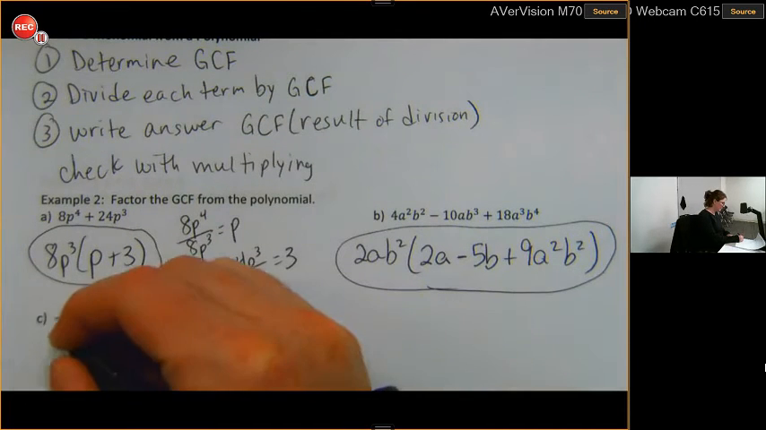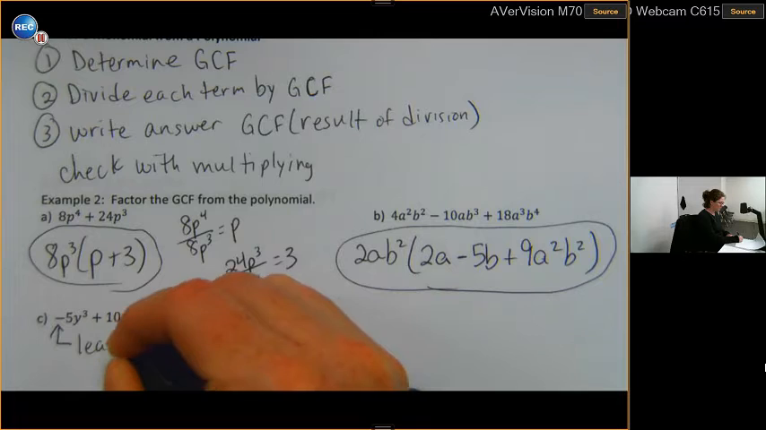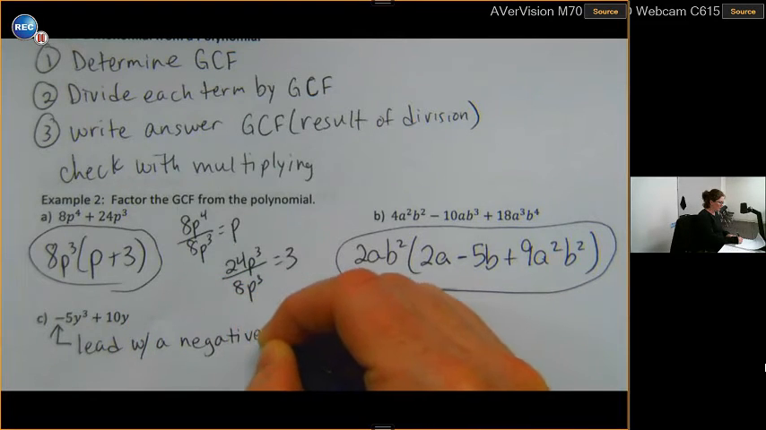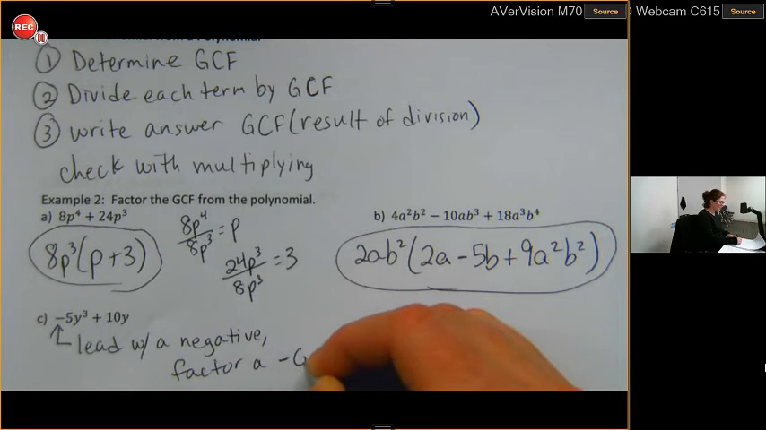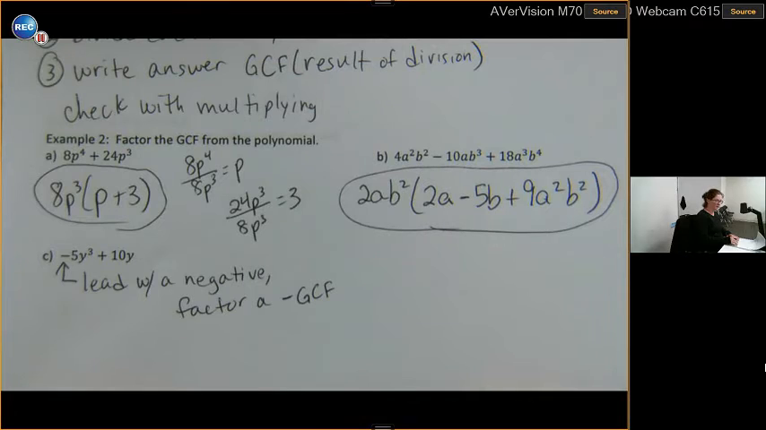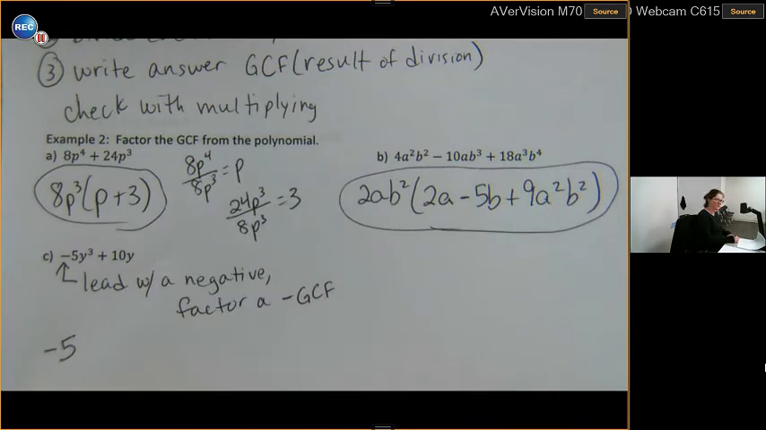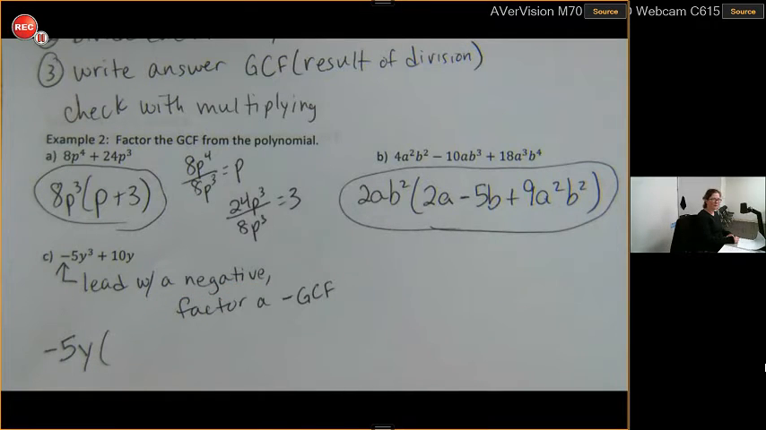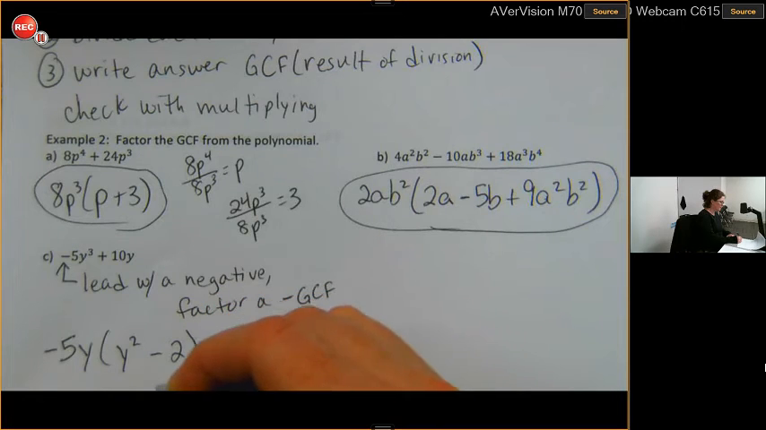Letter C has something special. When you start off with a negative, you want to make sure you factor a negative for your GCF. So 5 and 10 both divide by 5, but because it leads off with negative, I'm going to use negative 5. And the lower power variable is y. And when I divide, I get positive y squared minus 2.